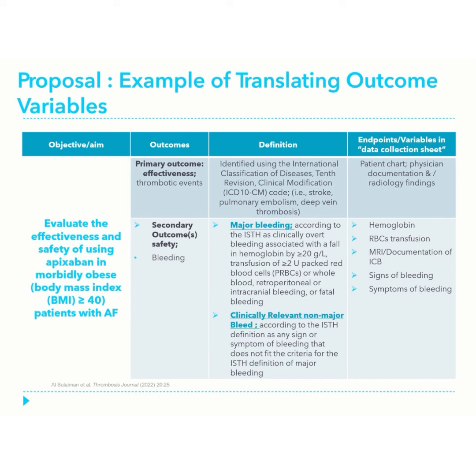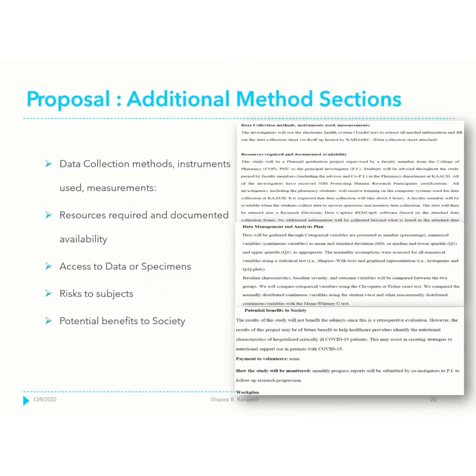After that, we will know what the relevant variables or endpoints are that we need to collect. For example, for major bleeding, we need hemoglobin. We need to see if there is RBC transfusion. We need to include signs related to bleeding and write them down as a list, and also have symptoms related to bleeding listed down.